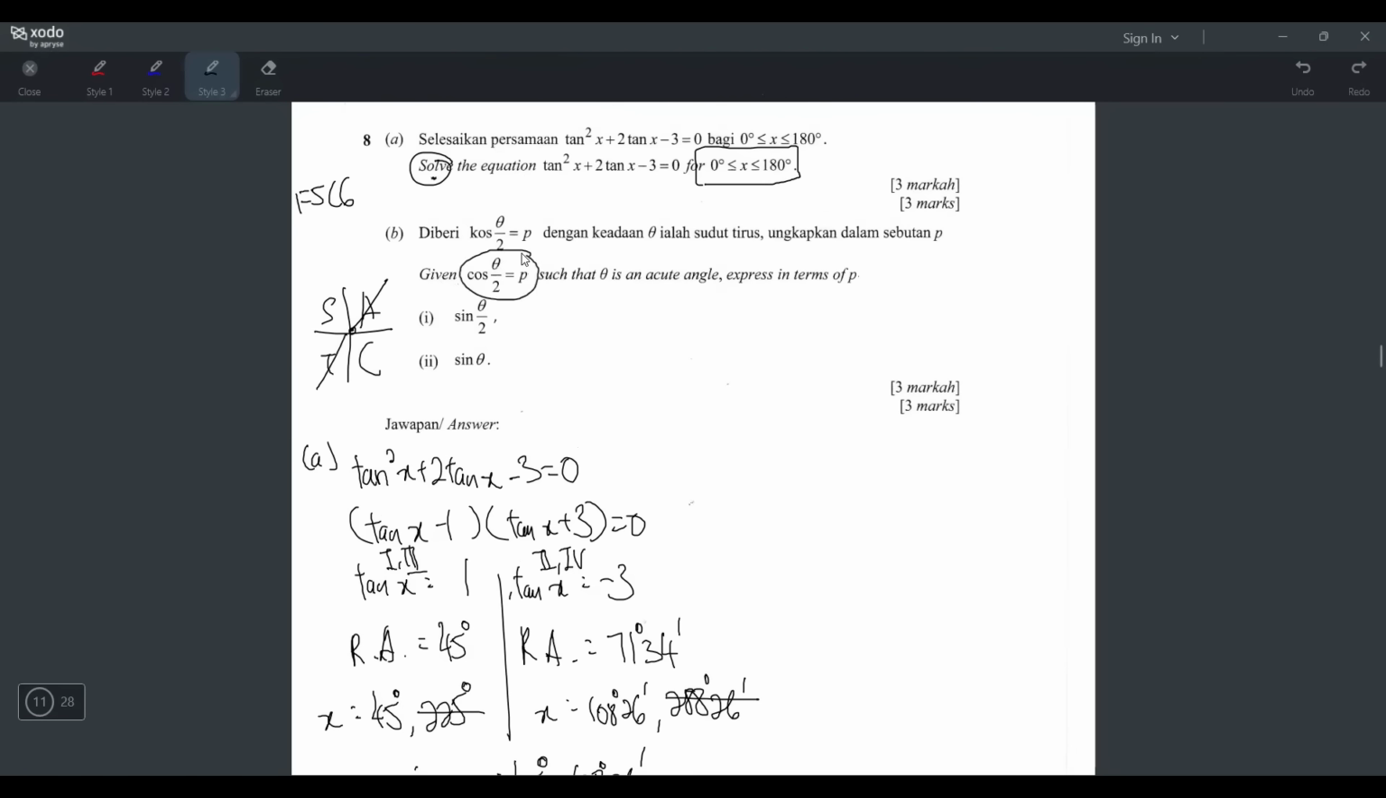Alright, now let's do B. Given cos theta over 2 equals to P such that theta is an acute angle. Okay, this is trying to tell you that it's in quadrant 1. And then expressed in terms of P, number 1 sine theta over 2, number 2 sine theta.